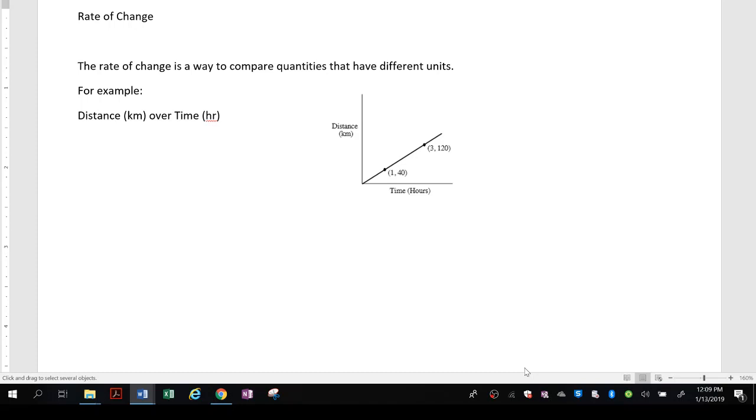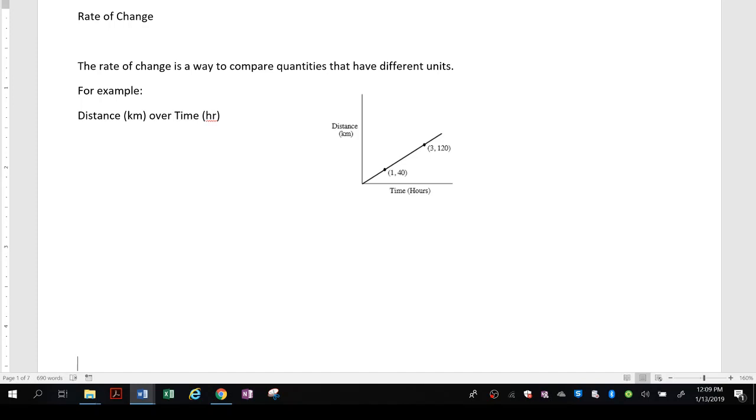In this lesson, we're going to look at the rate of change of linear equations. Now, the rate of change is a way of comparing quantities that have different units. In this example here, we have distance versus time, and what we want to look at is the rate of change. How much is the distance changing as time changes? So let's take a look at this.